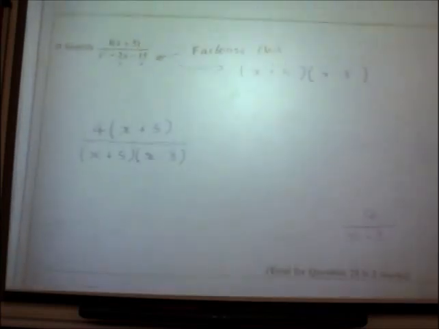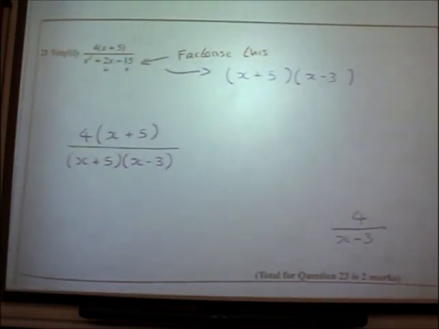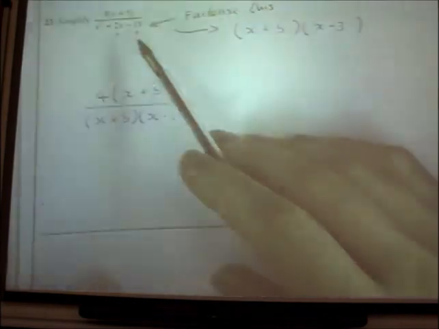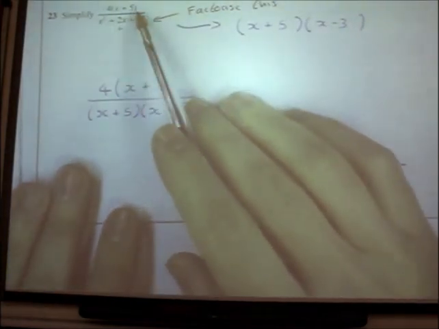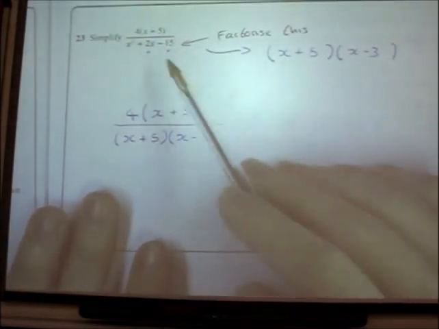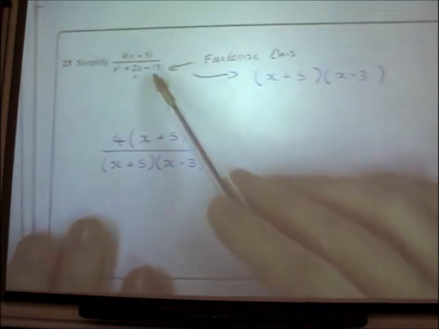Next one, only 2 marks, but it's not actually too bad, this one. The first thing I did when I tried to work this out was expand the top brackets, and it turns out you didn't have to do that. You've got to factorise the bottom bracket, and this is what you do.